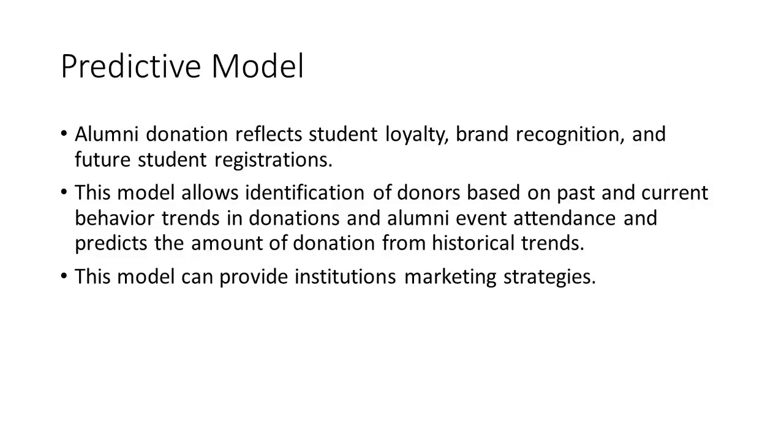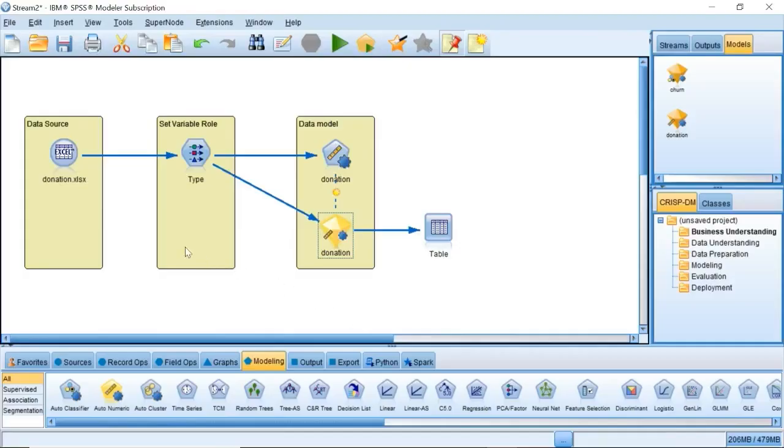Cresco's predictive model allows identification of donors based on past and current behavior trends, donations, and alumni event attendance, and predicts the amount of donation from historical trends. This informs organizations on their marketing strategies and effective, targeted messaging, and is a cost saver with minimal investment.